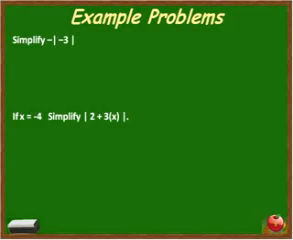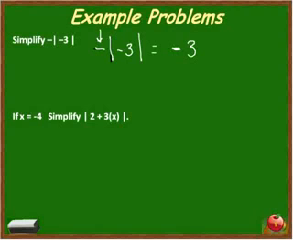Some example problems. We did one similar to this in another lesson. Simplify the opposite of the absolute value of -3. Let me write it here. We're going to find the absolute value of -3 first, which is a positive 3. The distance from -3 to 0 on the number line is 3. And then it says, what is the opposite of that? You have this negative sign here, so it's going to be an answer of -3.